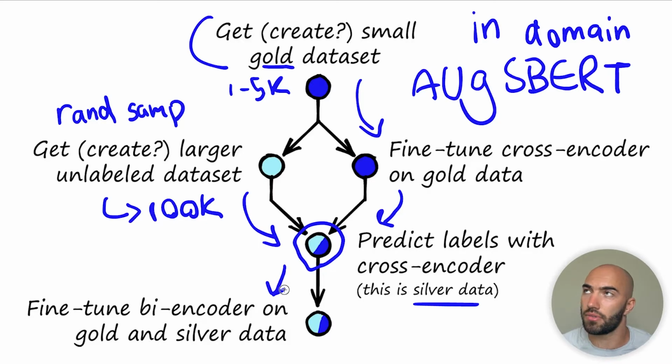Now, one thing I would say here is it's useful to separate some of your gold data at the very start, so don't even train your cross encoder on those. It's good to separate them as your evaluation or test set, and evaluate both the cross encoder performance and also your bi-encoder performance on that separated set. So don't include that in your training data for any of your models. Keep that separate, and then you can use that to figure out, is this working or is it not working? So that is in-domain augmented SBERT.